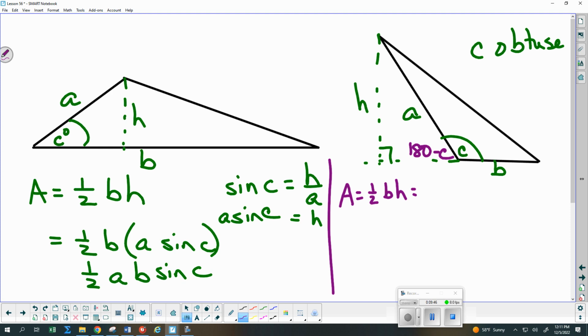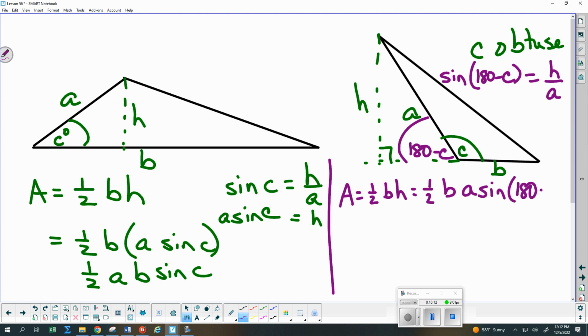And let's see, then I could say that the sine of 180 minus C of this acute angle right here would be opposite H over A. So I could say this is 1/2 side B, but my H would be A, not times the sine of C, but the sine of 180 minus C. So I'm not quite getting the same formula. So far, are you with me?